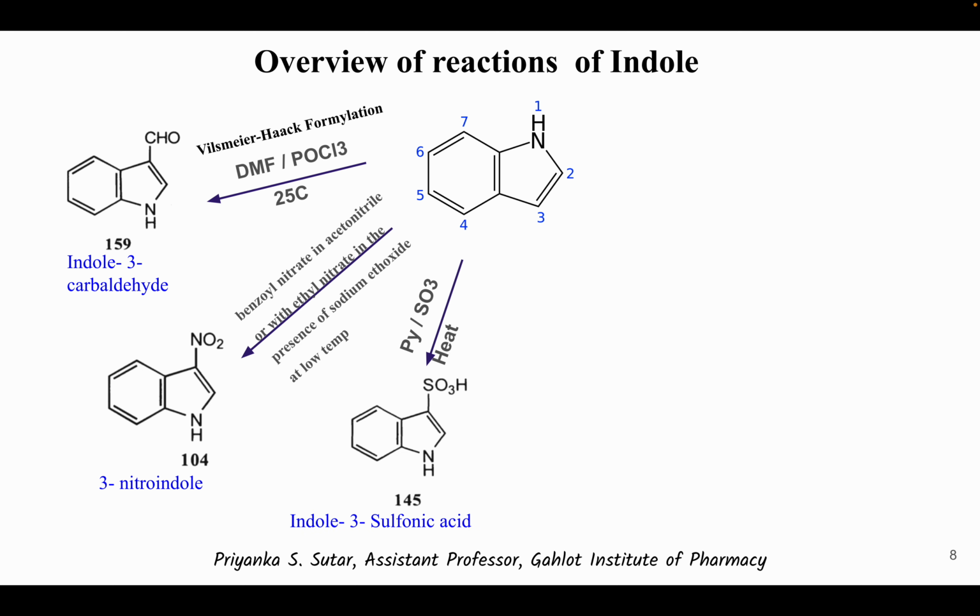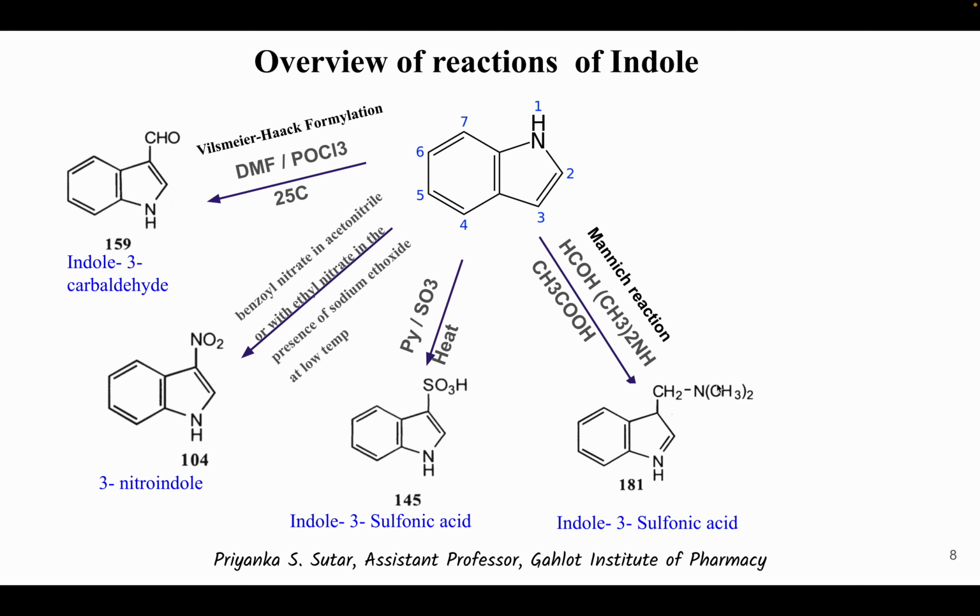Sulphonation will give indole-3-sulphonic acid. Mannich reaction: indole in the presence of formaldehyde, dimethylamine and acetic acid gives, it is an aminomethylation.